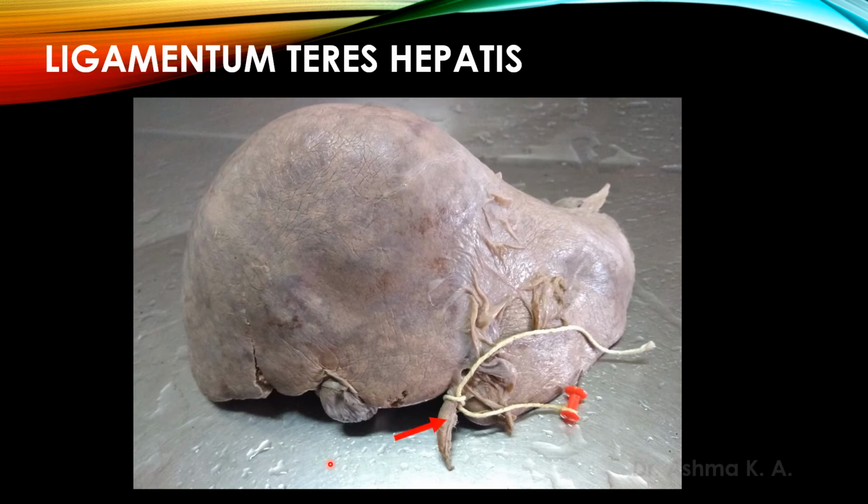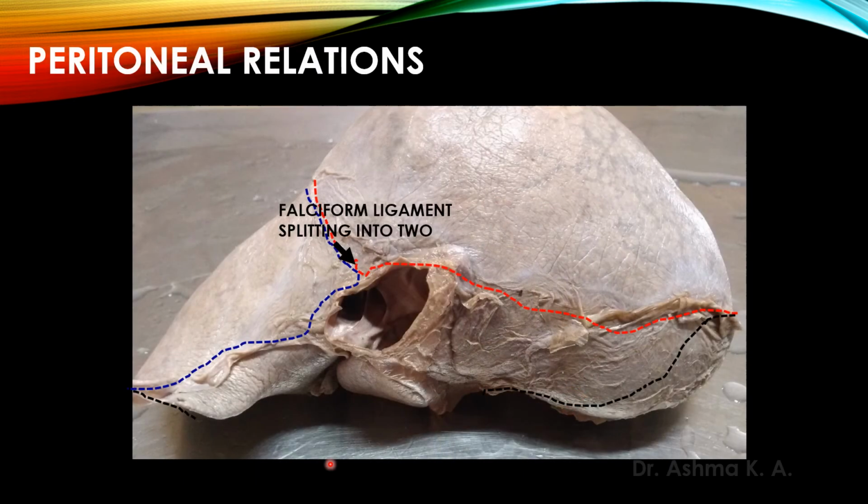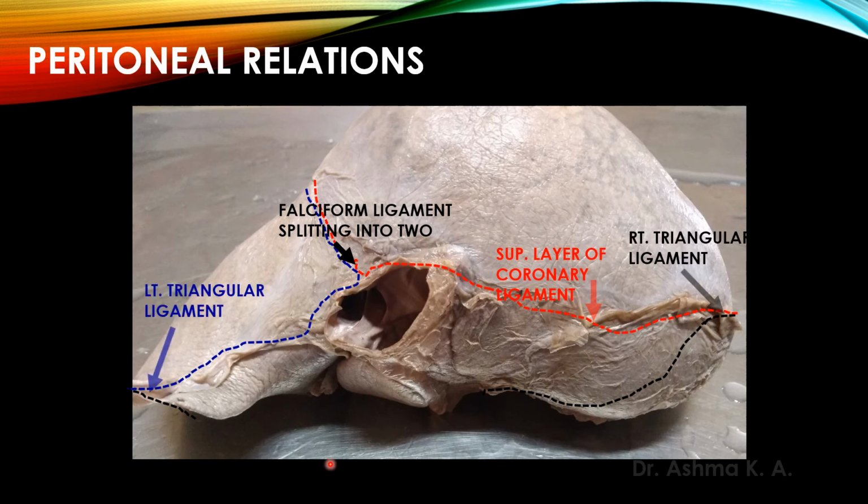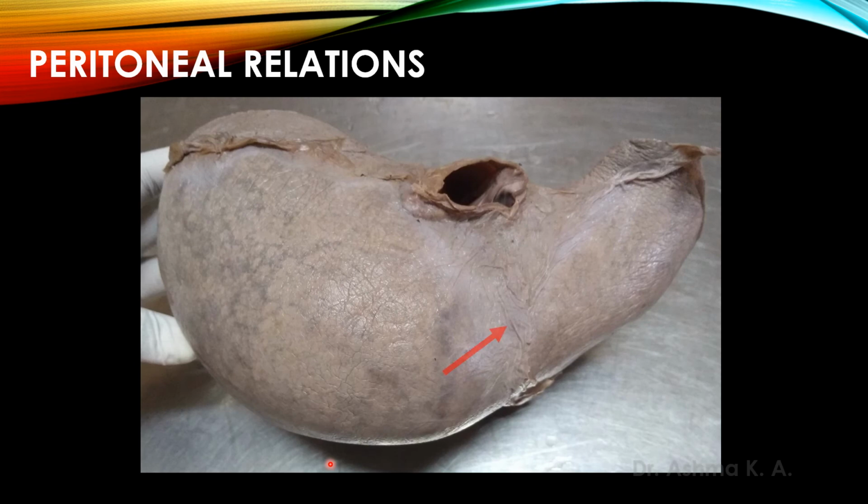On reaching the superior surface of the liver, the two layers of falciform ligament separate and go towards the diaphragm. They get reflected back from the diaphragm to continue as the visceral peritoneum of the liver. This reflection forms the superior layer of the coronary ligament, the right triangular ligament and the left triangular ligament. The inferior layer of the coronary ligament is formed by the reflection of the visceral layer back towards the diaphragm to continue as the parietal layer of the peritoneum. This is the falciform ligament. This is the anterior layer of the coronary ligament, and this is the left triangular ligament.